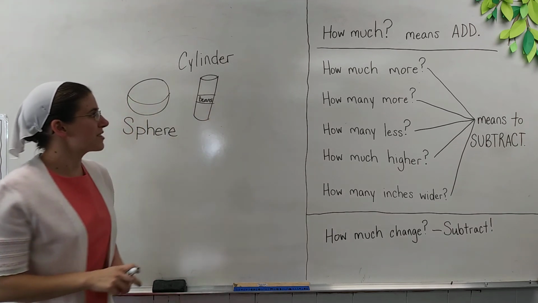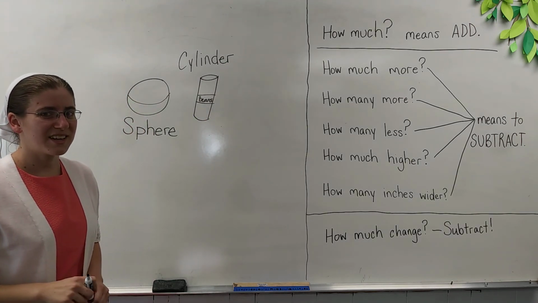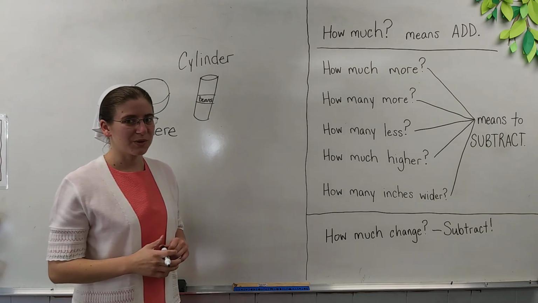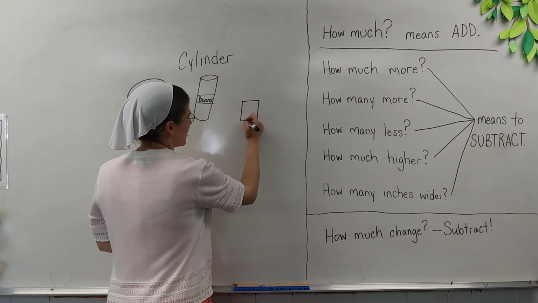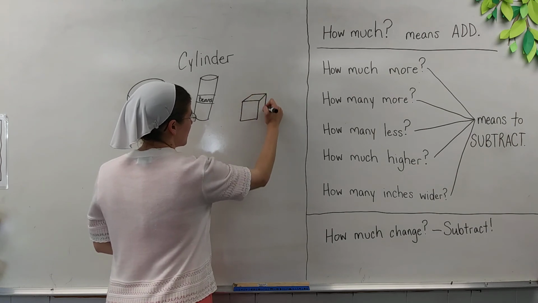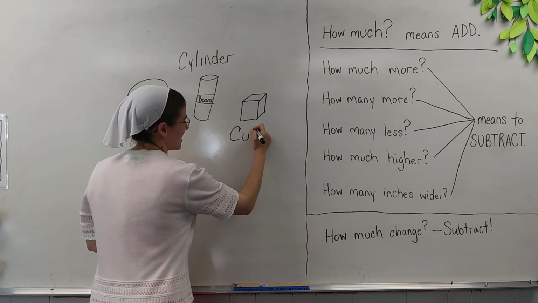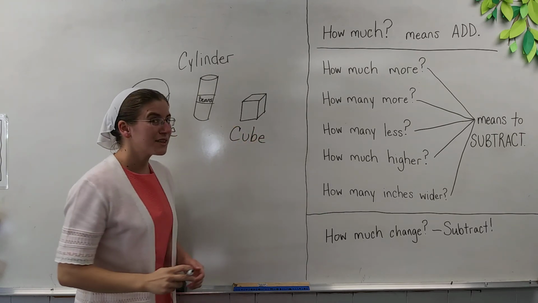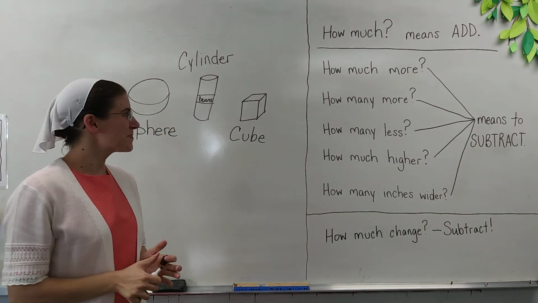Okay, cylinder. And then there's one more that you need to know, and it's like a building block or maybe like a box of tissues. Do y'all remember what this one is called? It's a cube. A cube, like an ice cube. It's all squares on all of the sides.